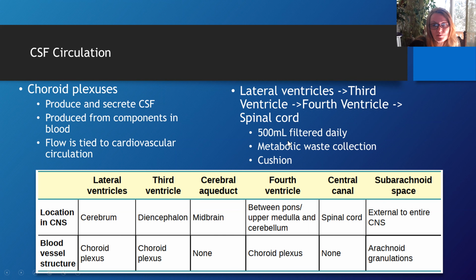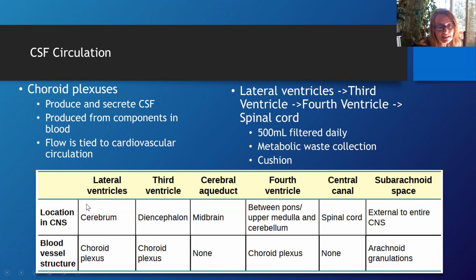About 500 milliliters are filtered daily. So this is how much you produce every day. And it collects metabolic waste, cushions your brain, and protects your brain from infection. So you have nourishment from the cerebrospinal circulation as well, right? Through diffusion, you can have some stuff delivered to your brain, and some removed from your brain.